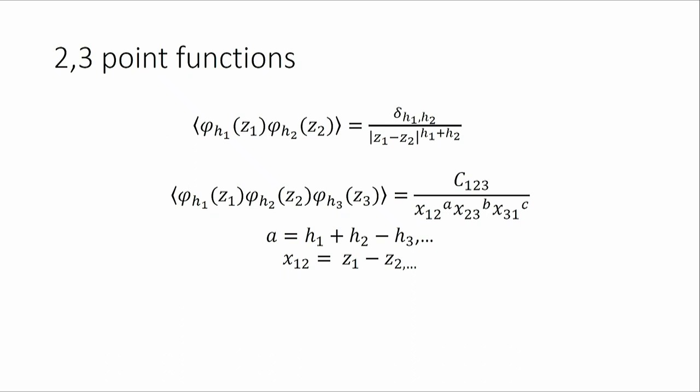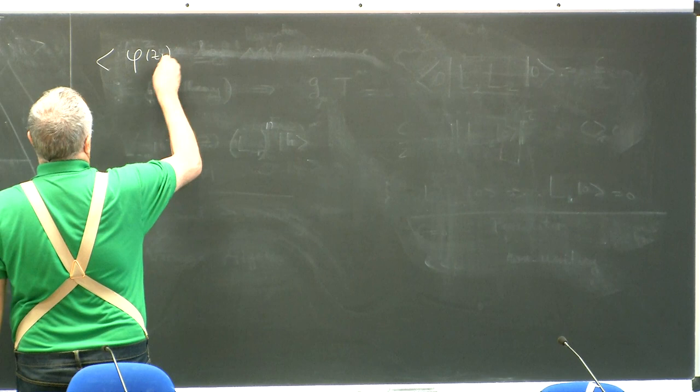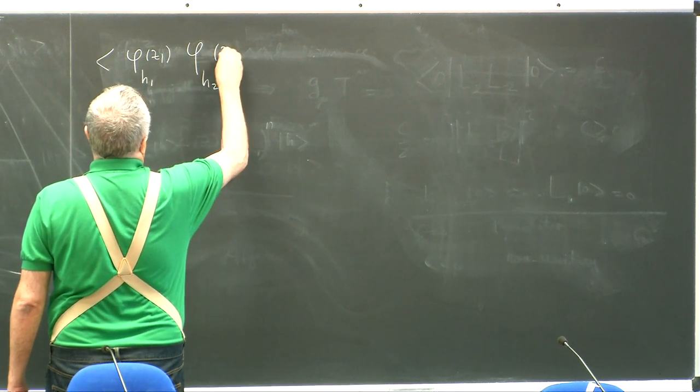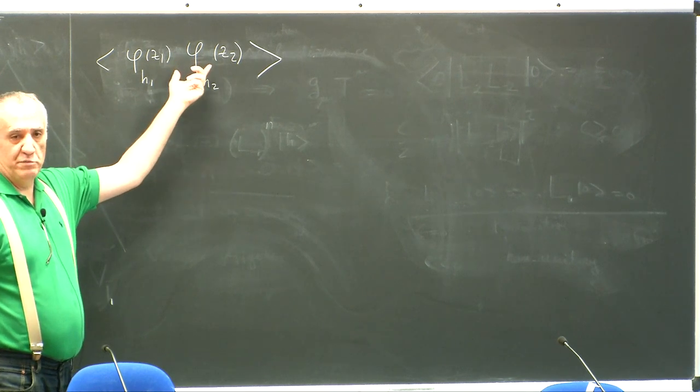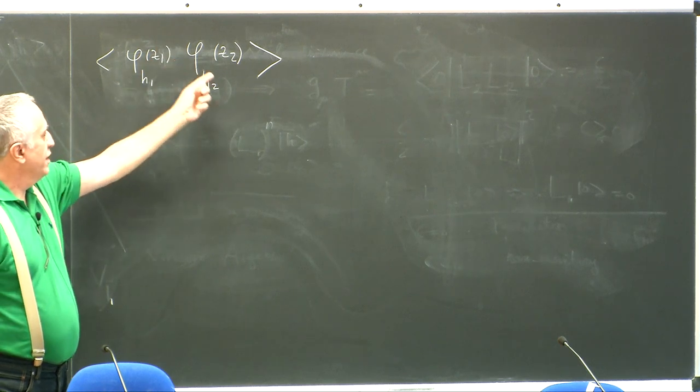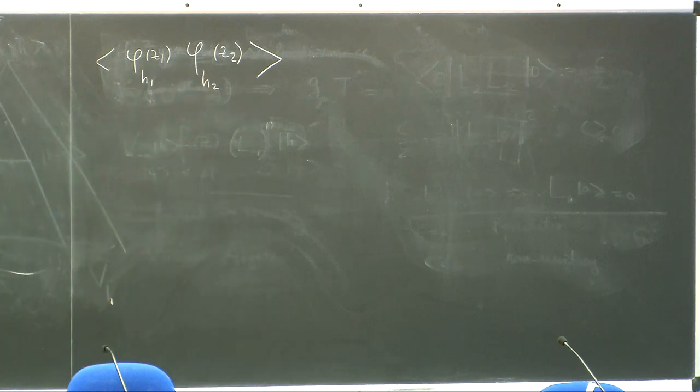But here is a very simple way to calculate the two-point functions. Very, very simple. And that's by symmetry. So let's calculate the two-point function by symmetry, and the others we won't do. Let's just do the two-point function. So we want the two-point function of phi of z1, h1, phi of z2, h2. I have not written the complex component to simplify things, so there must be a z1 bar, h1 bar, z2 bar, h2 bar as well, but I haven't written it, just to make the notation easier.